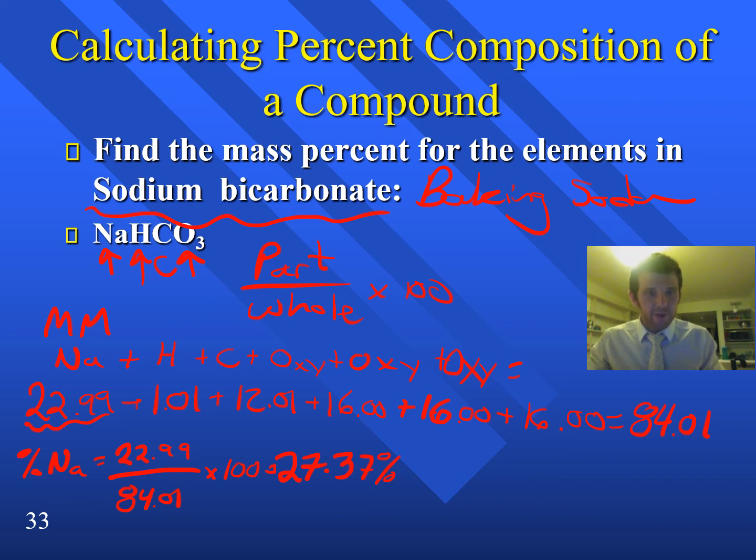If I was going to do the percent mass of oxygen, let's say, I would add up all the parts, so 16 plus 16 plus 16, which is 48, and divide by the whole, 84.01 times 100. So I get 57.14%.